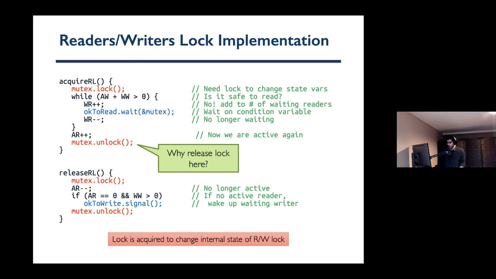So just to confirm, you mean that you're trying to protect the active reader and waiting writer variables with the mutex lock, right? Yes, exactly. That's exactly what I'm doing.